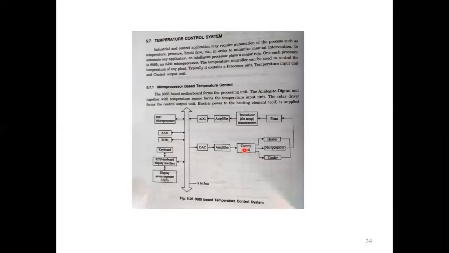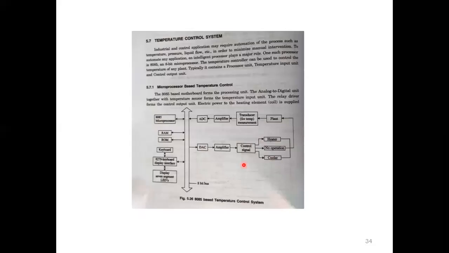If the temperature of the plant is high, it will enable the cooler. If low, it will enable the heater. If the temperature is normal, in the prescribed condition, it selects no operation. This is the closed loop temperature control of a power plant or plant engineering.